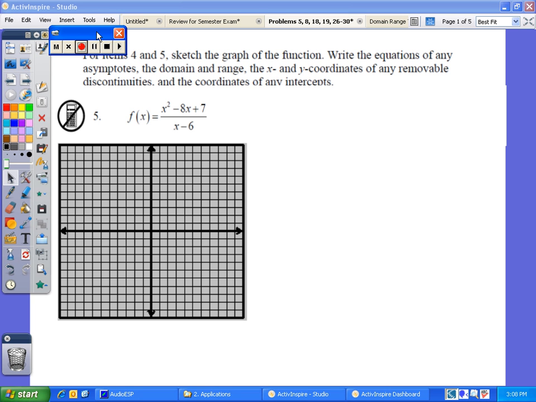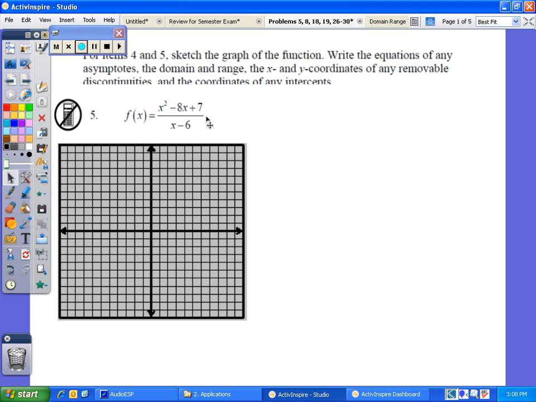The first thing I want to do is take a look at the equation and factor it. I factor the numerator as x minus 1 times x minus 7. And the bottom is prime. In other words, you can't break it down. You can't factor it. And when I see that this is the case, because there are no common factors, I know that there's no point discontinuity, or as they call it, removable discontinuity, which means the same thing.